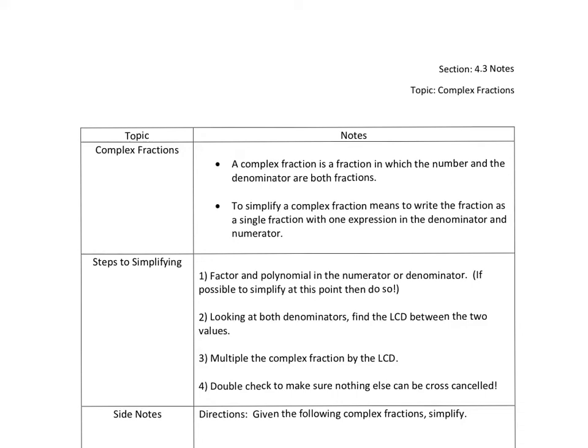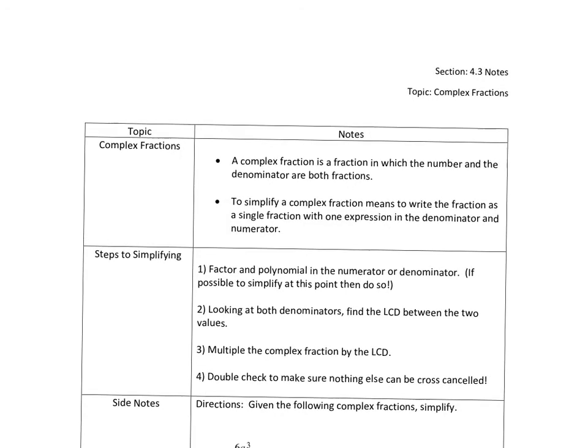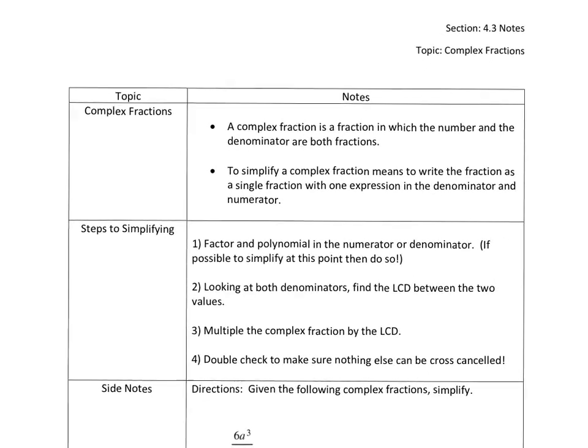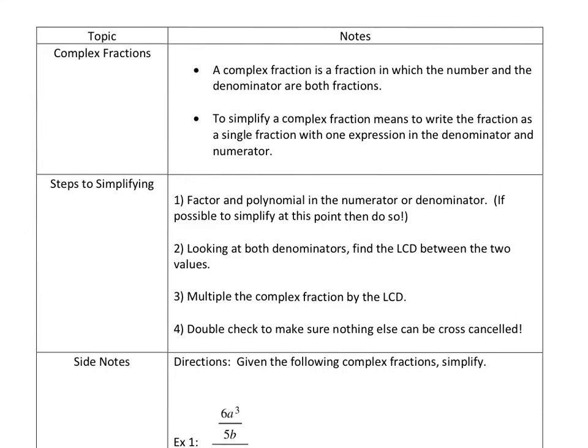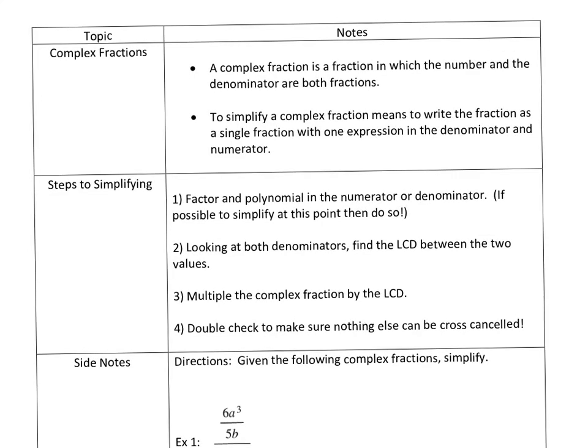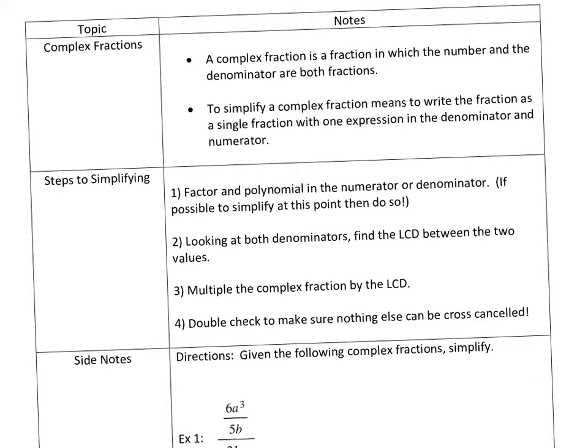Okay, so section 4.3 is over complex fractions. What is a complex fraction? Well, it is a fraction in which the numerator and the denominator are both fractions. To simplify these, we just have to write the fraction as a single fraction with one expression in the denominator and one in the numerator.